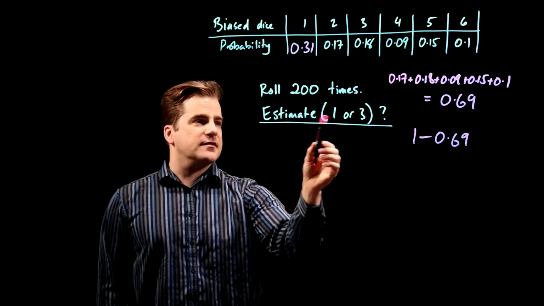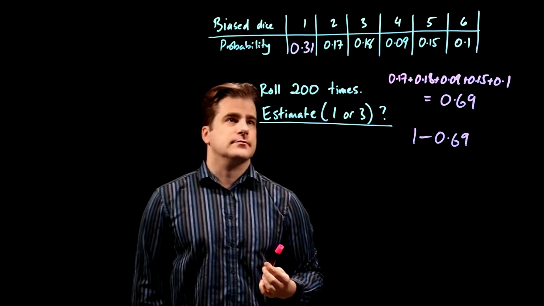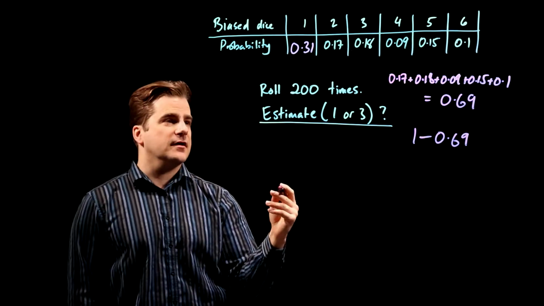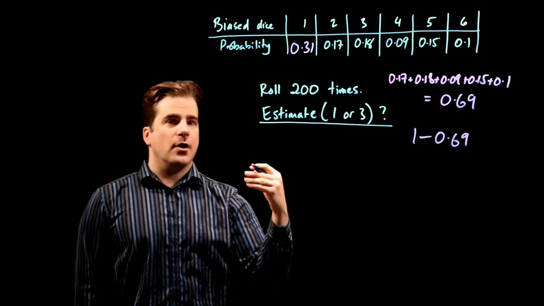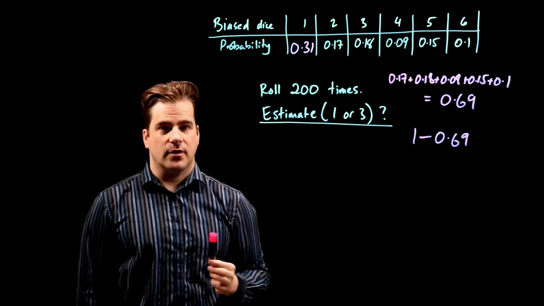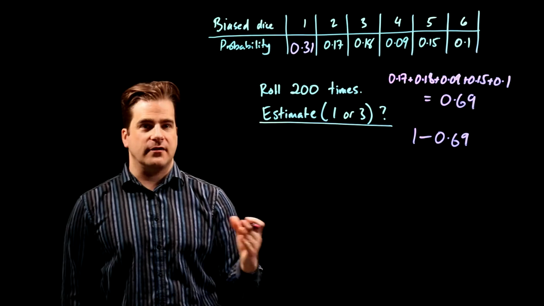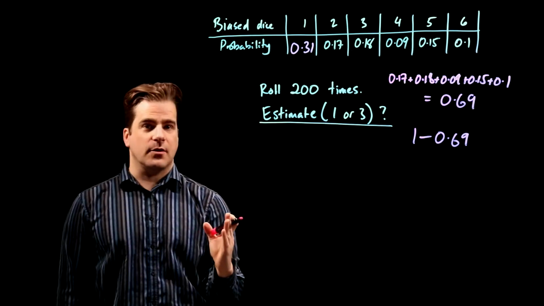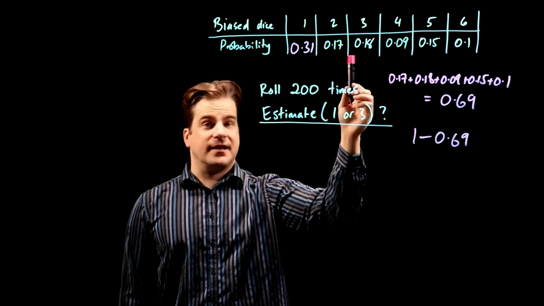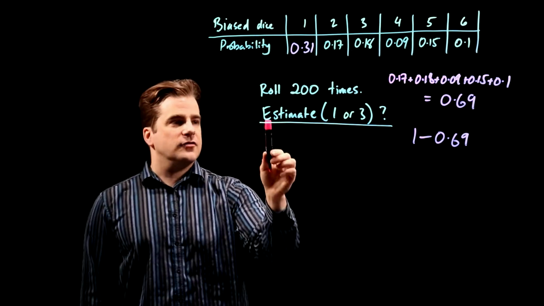Now, how do we work out an estimate for rolling a 1 or a 3 in 200 rolls? Well, you assume it's an estimate, okay? So you assume that the number of 1s you get is 0.31 times 200. In other words, you assume that exactly 31% of all your rolls is going to be a 1. And again, you assume that exactly 18%, or 0.18 of your rolls, is going to be a 3. It's why it's an estimate.